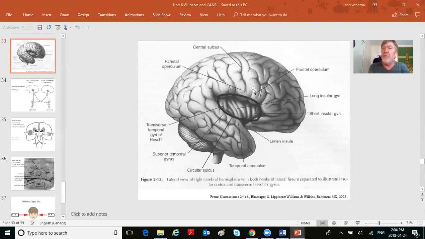At the bottom of the motor strip there is Broca's area. Now, if that gets damaged, the person has Broca's aphasia. Let's read it.